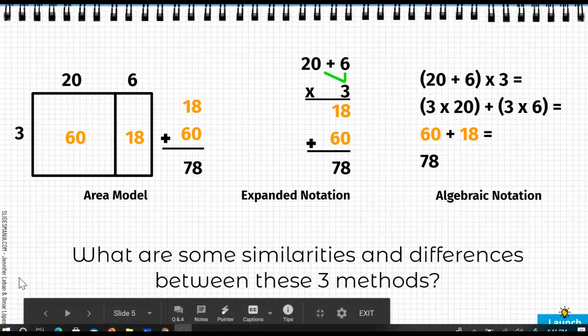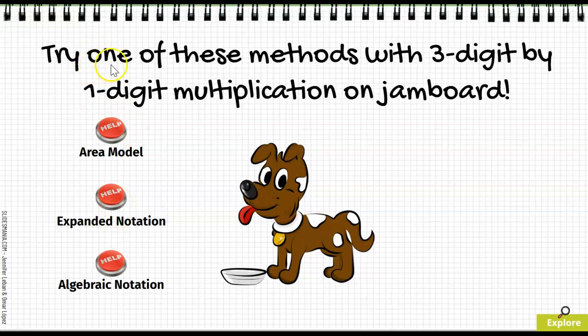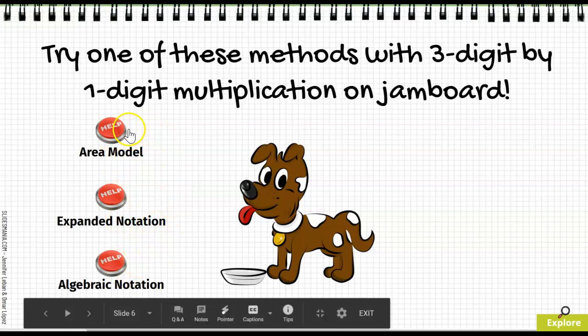On to our next slide here. And it says to try one of these methods with 3-digit by 1-digit multiplication on Jamboard. So you've been assigned a couple of different Jamboards today, but the first one is going to be for your launch Jamboard, and you're going to open that up, and you're going to be able to use one of these methods, one of the area model, expanding notation, or the algebraic notation. I've just taken these same help videos from the previous slides, and I've just put them right here just for ease of use for you.